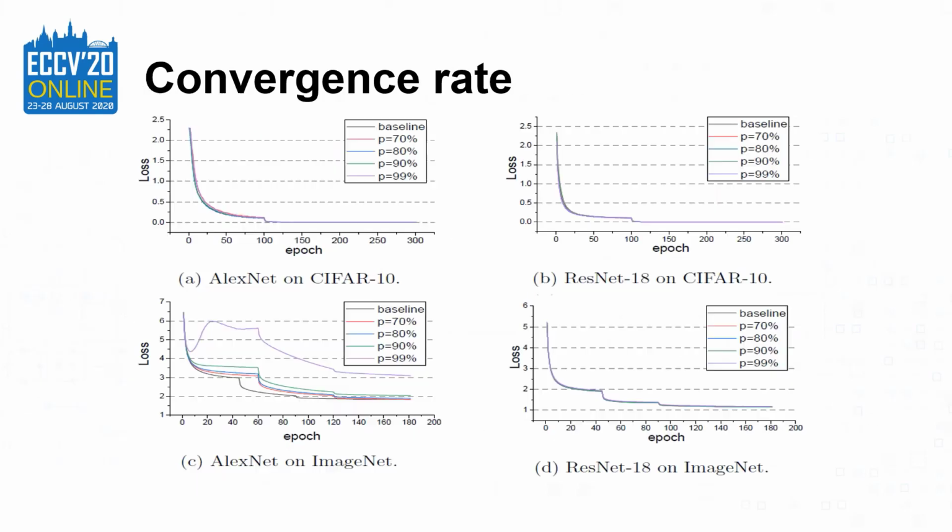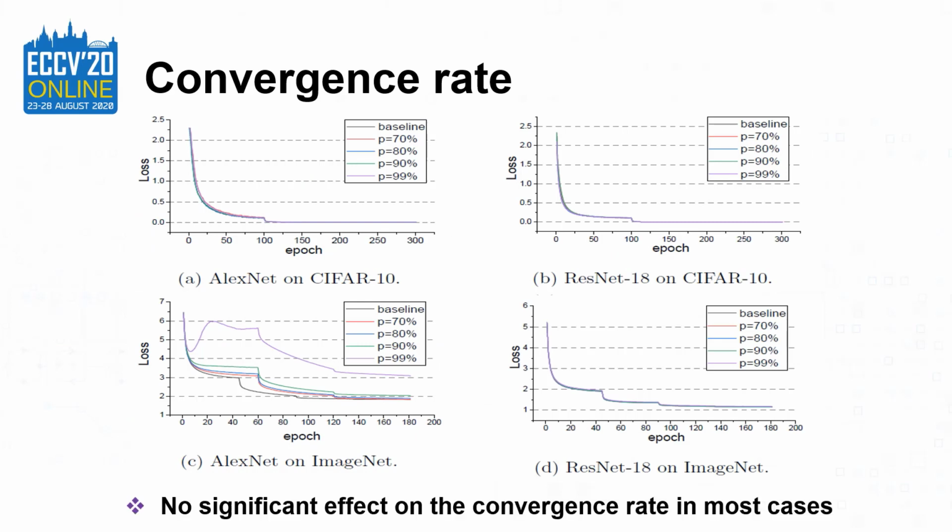Our pruning method doesn't have significant effect on the convergence rate in most cases. This conclusion accords with our convergence analysis. It means that our pruning algorithm can not only accelerate single training iteration but also the whole training process.